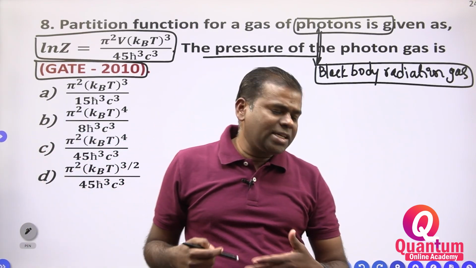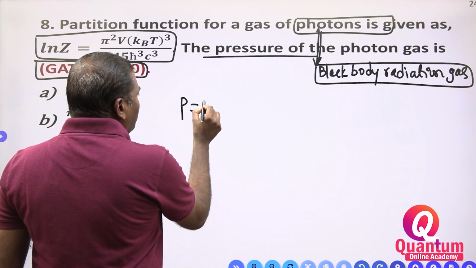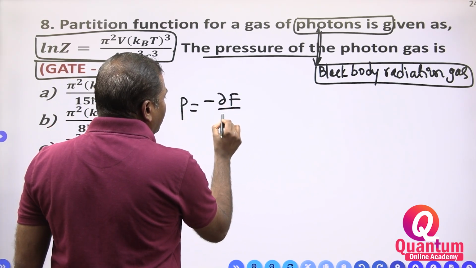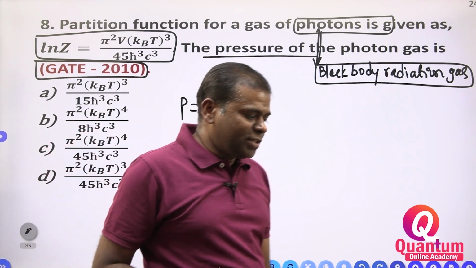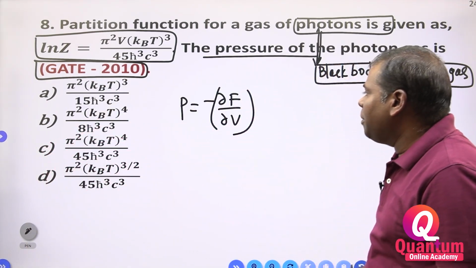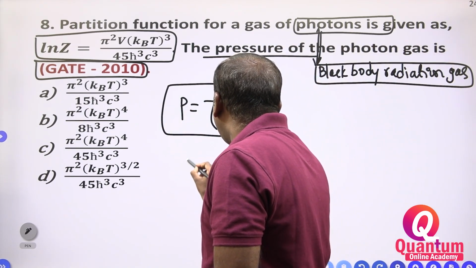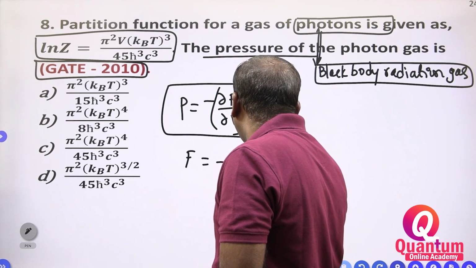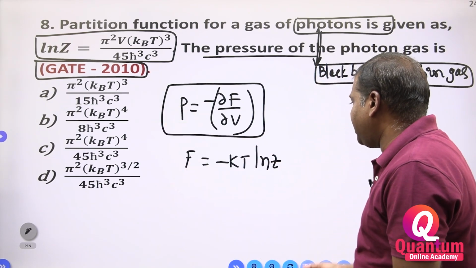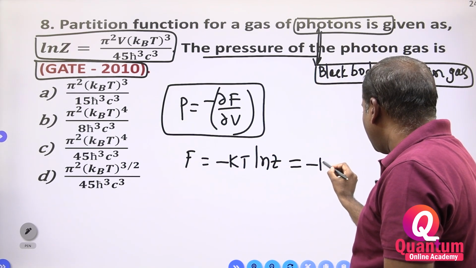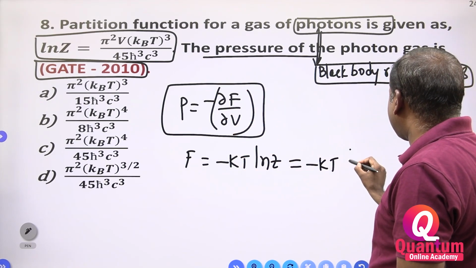This question has also come in CSIR many times. What is the formula for pressure? Minus dou F by dou V at constant temperature. This is the pressure formula. But the Helmholtz free energy is equal to minus kT into ln z, and ln z they are giving. You have to substitute minus kT into ln z.